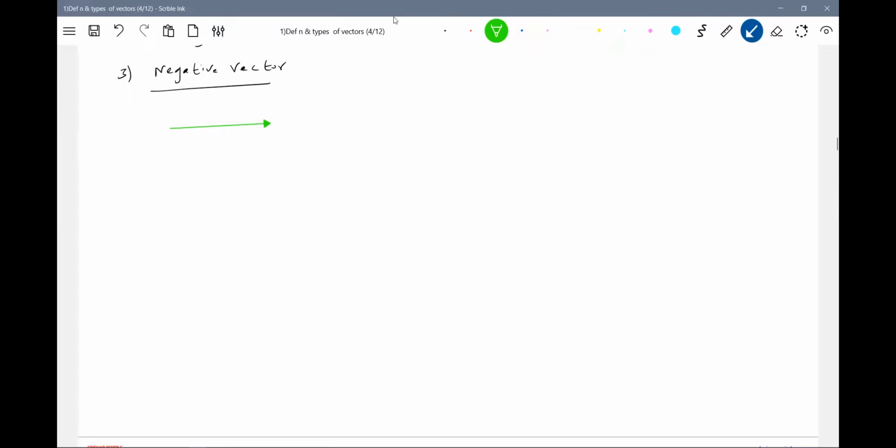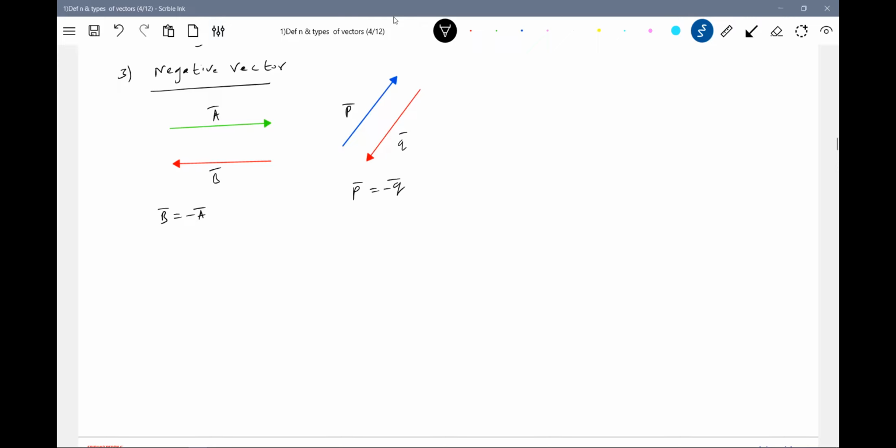There's a vector A bar. The other vector, I'll bring it, should be of the same length, or in another orientation. One vector is there, and the other vector should be exactly of the same length and of opposite direction. If this is vector A bar, this will be B bar. So we write B bar as minus of A bar. If this is P bar, this is Q bar. P bar will become minus of Q bar.